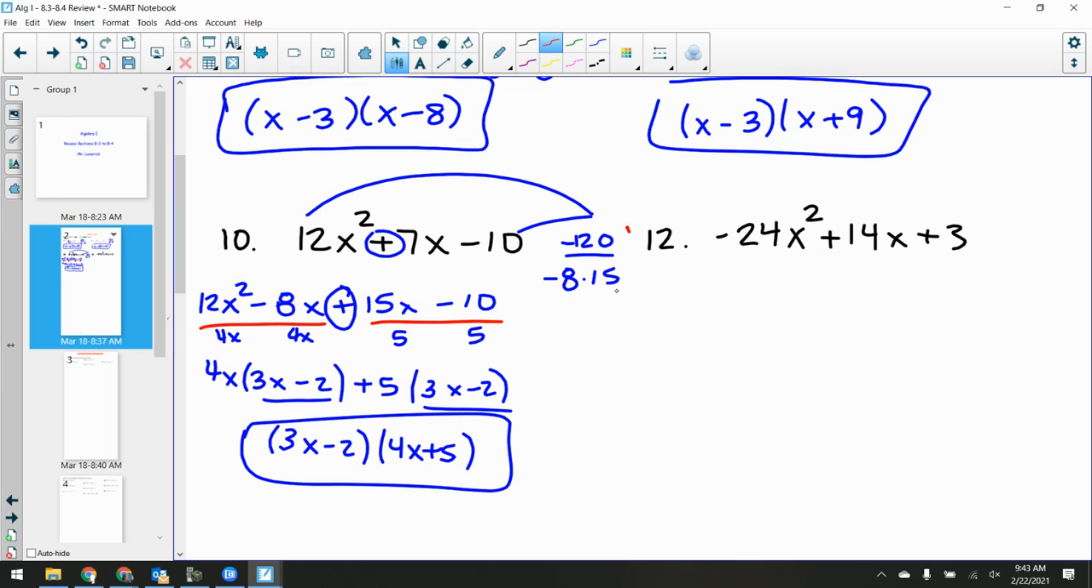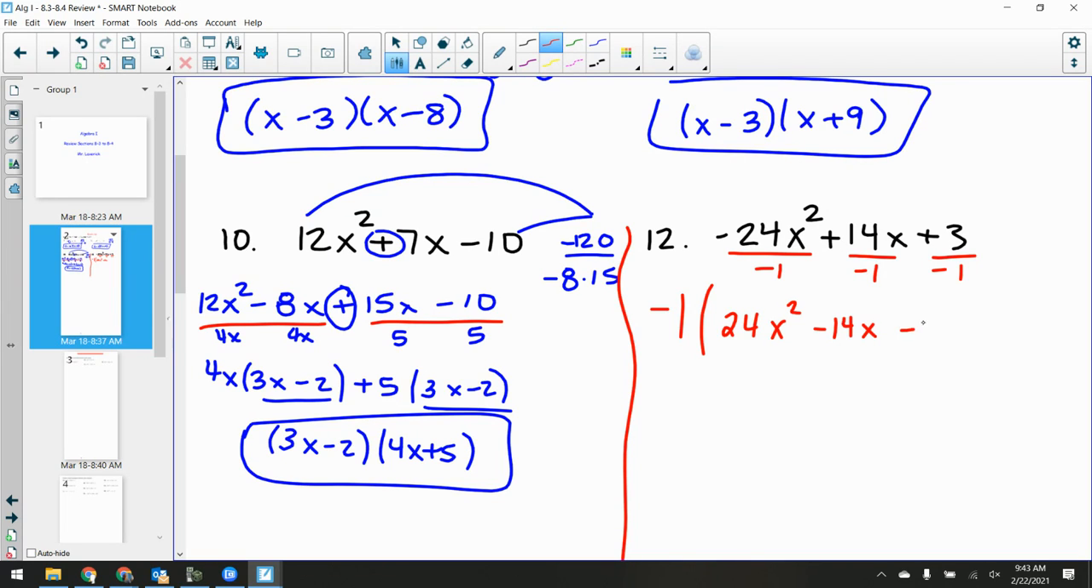All right, now this last one here. I see the negative in front. That means I need to remove the negative. I need to factor it out like a GCF. So negative 1 comes out front. And what does that do? Well, we divide out a negative 1, which means all I do is change everyone's sign. So the negative 24 becomes a positive 24. The positive 14 becomes a negative 14. The positive 3 becomes a negative 3. And now I bring that down, and everything else works like normal.